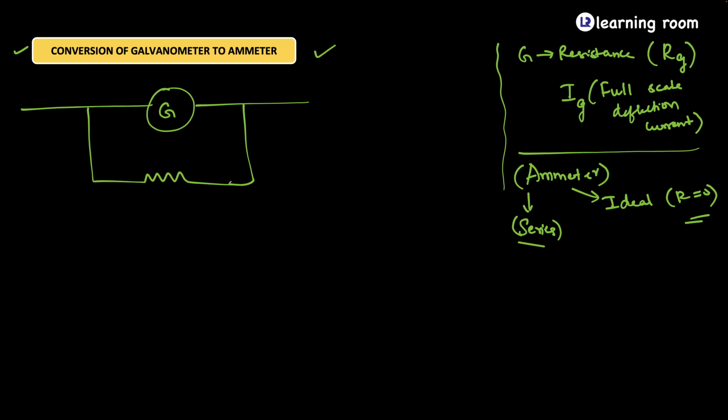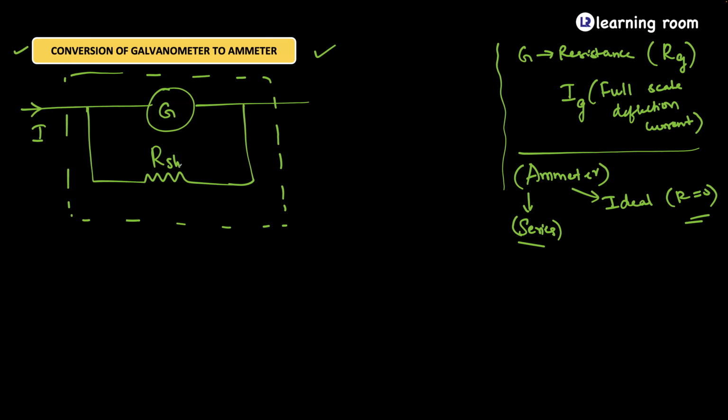Why am I doing it? So that this resistance and this resistance, when they are put in parallel, the equivalent resistance will decrease. Because we know that in parallel connection, the equivalent value will decrease, and in series connection, the equivalent value will increase. So the whole device is the galvanometer plus this parallel resistor, which is called shunt resistance. Basically, shunt means diversion of something.